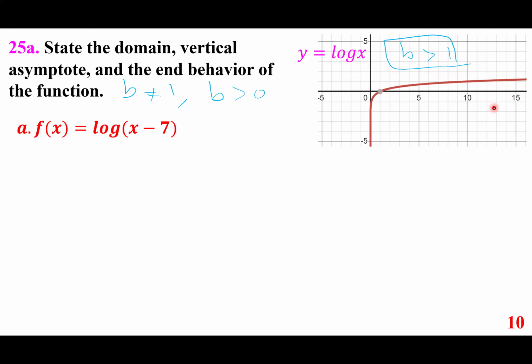So that's the way it looks. And of course, we have the x-intercept at (1, 0). Now, x minus 7 indicates that it's been shifted to the right by 7 units. So you move this 7 units to the right.